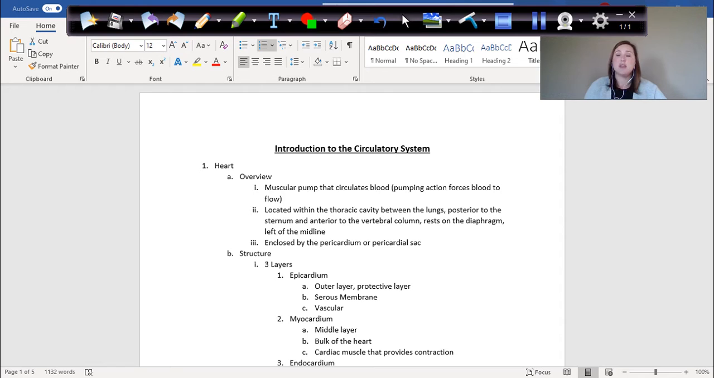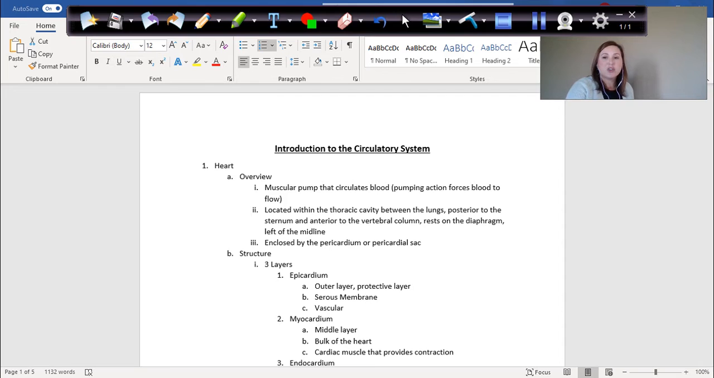It rests on top of the diaphragm, and it sits just to the left of the middle of your chest. So if you think about where your breastbone is, it's just to the left of that. And it's enclosed by the pericardium, or the pericardial sac. That's the outer covering that encloses the heart and provides some protection to it.